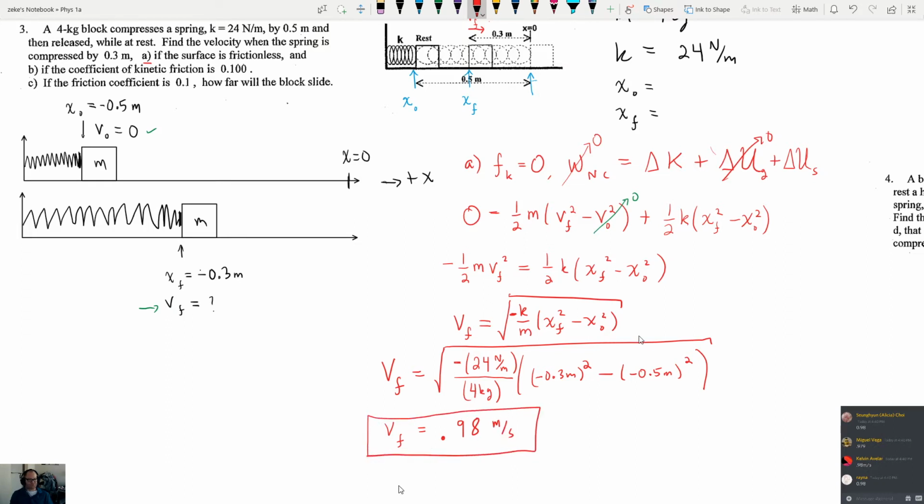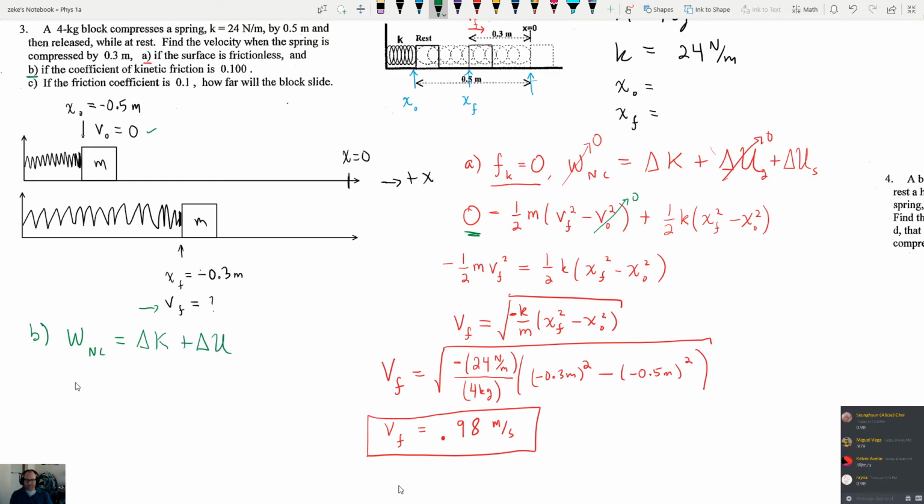Okay, this is with no friction though, right? That was the part A part. Okay, so let's do part B. We'll use a different color. It says if the coefficient of friction is 0.1. Okay, so we can basically do everything that we just did, except we need to change this piece. The work done by non-conservative forces is no longer going to be 0, right? So let's see how much of that we can squeeze in over here. So once again, we start with our equation, which is work done by non-conservative forces is equal to change in kinetic energy plus the change in potential energy.